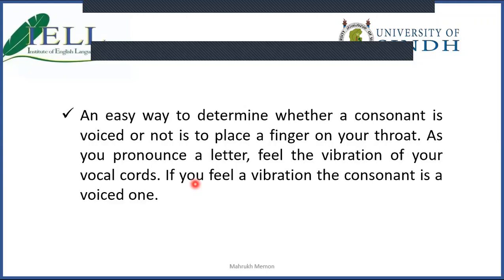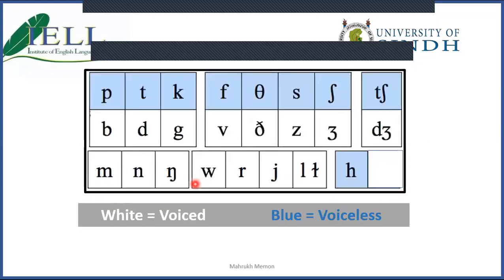Then you have to determine and tell which one of the sounds is voiced and which is voiceless. In one of these sounds, you feel a certain kind of vibration, and in the other you do not. You have to determine which of these is voiced and which is voiceless. P, b. Put a finger on your throat, pronounce these two sounds, and determine which is voiced and which is voiceless. P is voiceless and b is voiced.